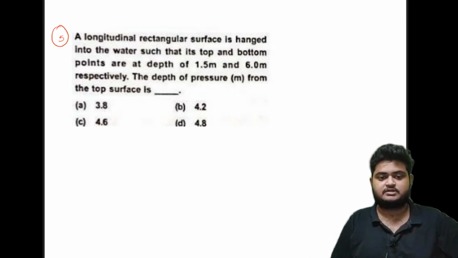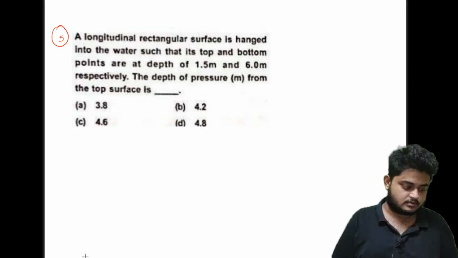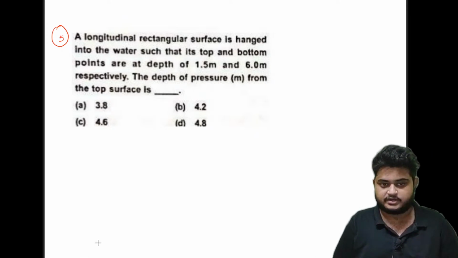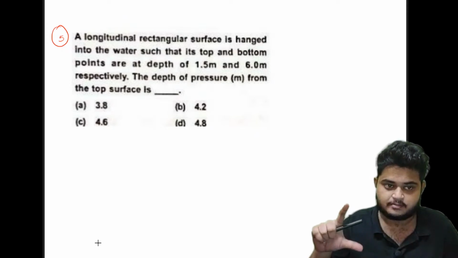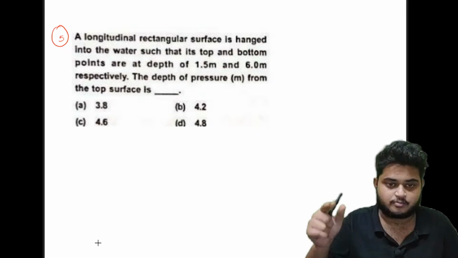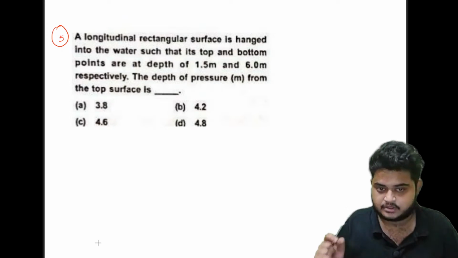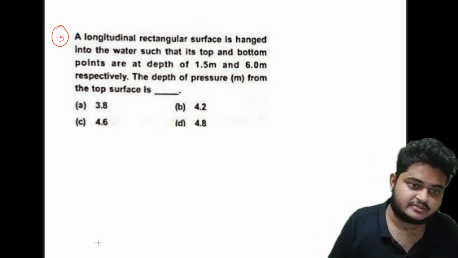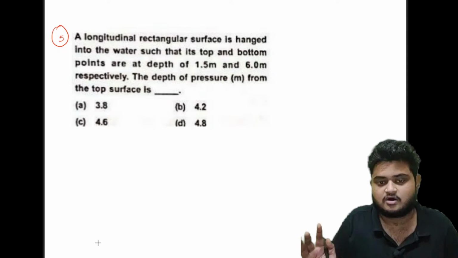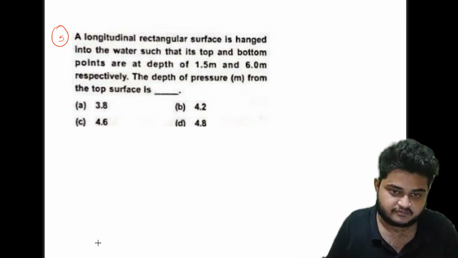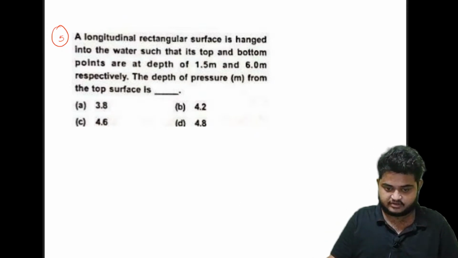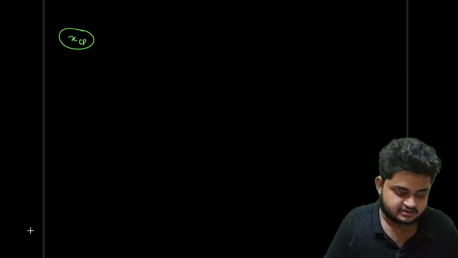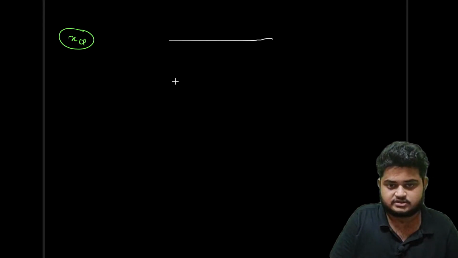Now this is the fifth question. It is saying that a longitudinal rectangular surface is hung into the water such that its top point is at a depth of 1.5 meter and the bottom point is at a depth of 6 meter respectively. So the depth of center of pressure from the top surface, we have to calculate HCP. But at first let us draw the surface.